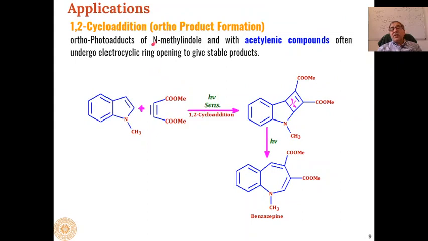Now, another example is in case of N-methyl indole. They will also act as aromatic systems. This carbon-carbon bond will act as an aromatic system, and this will add to the carbon-carbon triple bond in presence of some sensitizer, which is used under photochemical irradiation, and we will get the ortho adduct as the initial product. And these ortho adducts then undergo rearrangement reaction by breaking of this bond and movement of this carbon-carbon double bond to this position, and we will get benzazepines as the product after the rearrangement of the initially formed 1,2 cycloadduct.